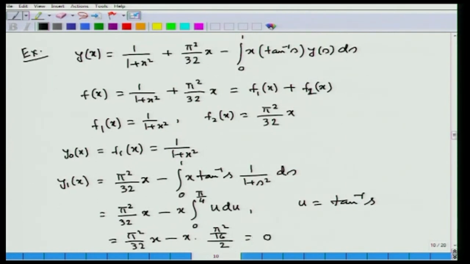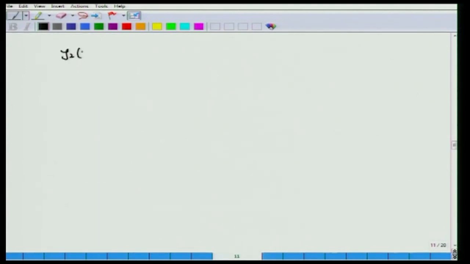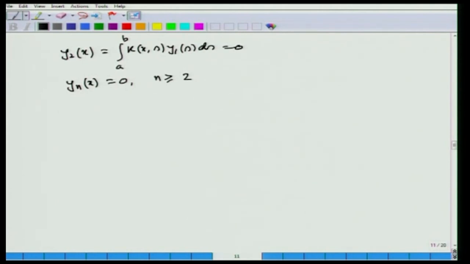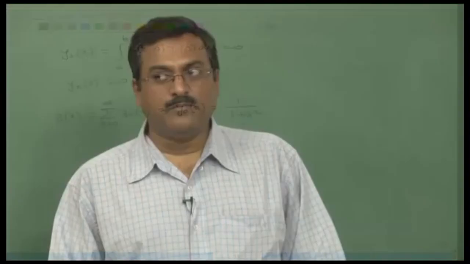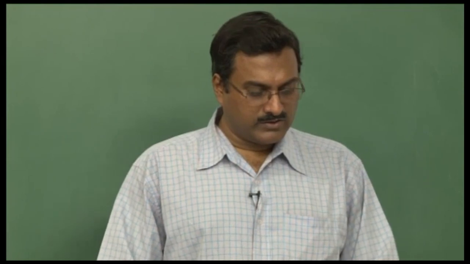Now, if y_1(x) is equal to 0, therefore, y_2(x) = integral a to b k(x, s) y_1(s) ds, this is equal to 0. So, that means we can write y_n(x) = 0 for n greater than or equal to 2, and of course, this is valid for n equal to 1 also, that we have already derived. So, instead of greater than or equal to 2, we can write greater than or equal to 1, and therefore, y(x) = summation n running from 0 to infinity y_n(x) is nothing but simply y_0(x), and that is equal to 1/(1 + x^2). This is the solution for the given problem by the modified Adomian decomposition method.